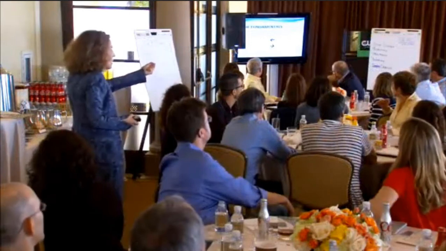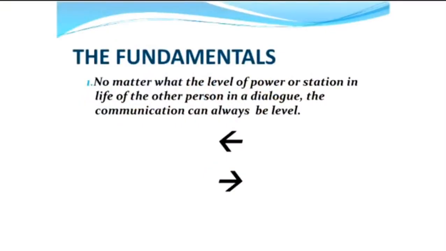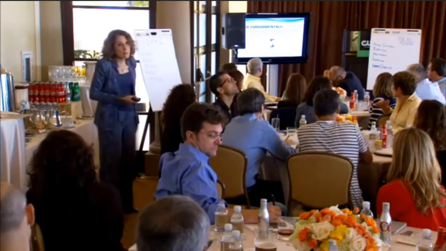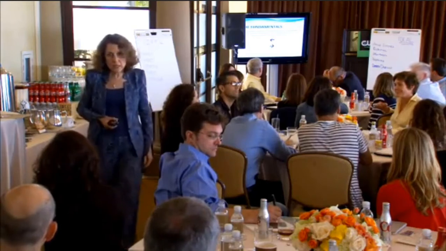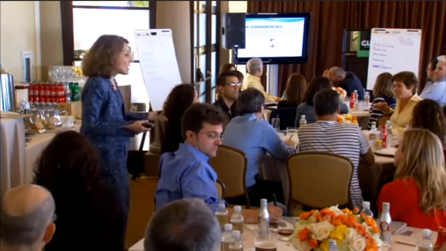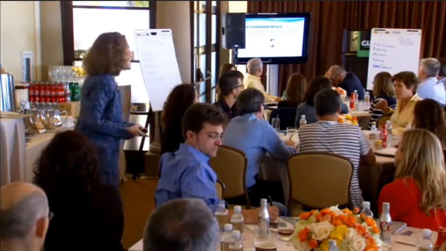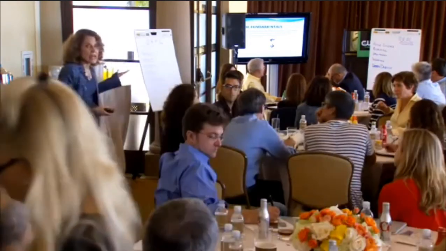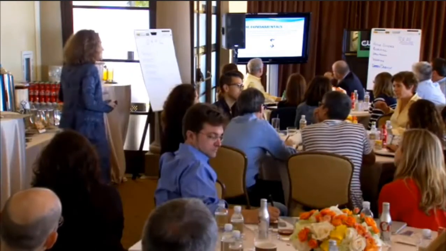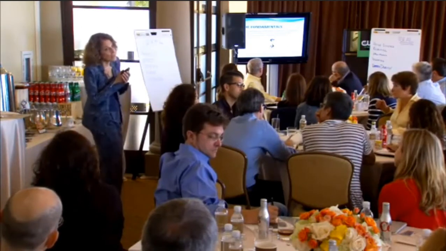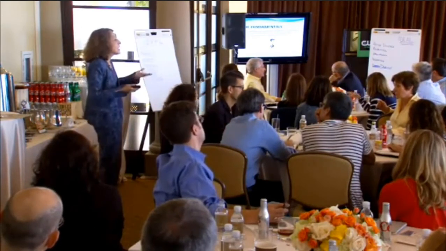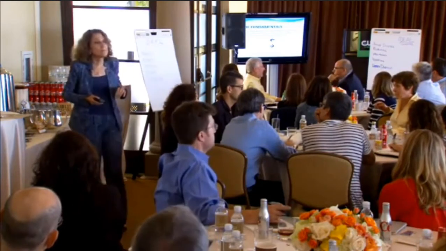This is my trademark. No matter what the level of power or station in life of the other person in a dialogue, the communication can always be level. People will say to me, well, if I don't let them know I'm angry and I don't talk down to them, they're not going to pay any attention to me. That is something that I find very hard to believe. Talking down to people does not give you status. Absolutely does not give you status. And begging people, groveling, whatever the political situation is, you're enabling someone if you're doing that, and you're really doing something bad to yourself.